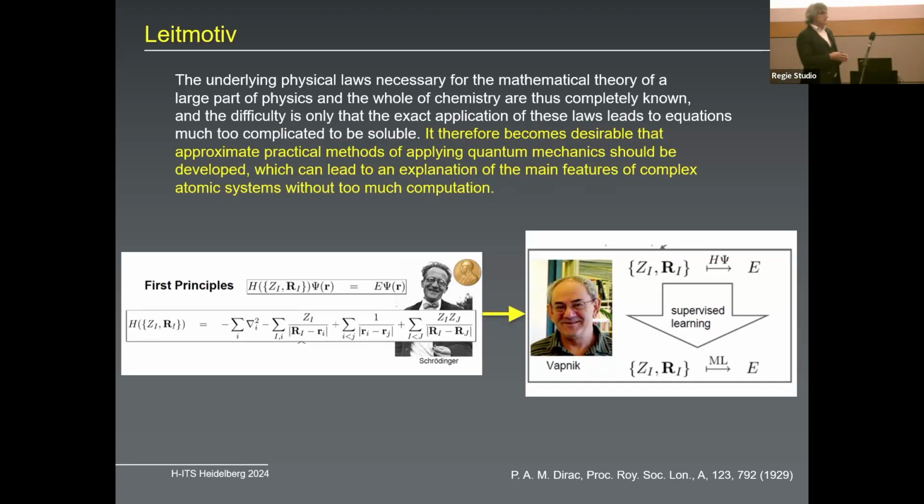There is a leitmotif in some of these simulation studies that I see, and these are two sentences from a paper from Paul Dirac in 1929, where he says that the equations to do chemistry and most of physics are known. We cannot really solve them for realistic systems in closed form. And so it becomes desirable that one develops approximate and practical methods to look into complex atomic systems, he writes, without too much computation. Today, we would just say complex systems.